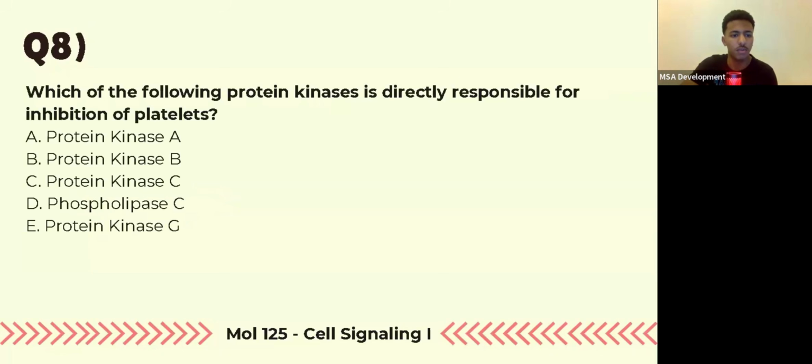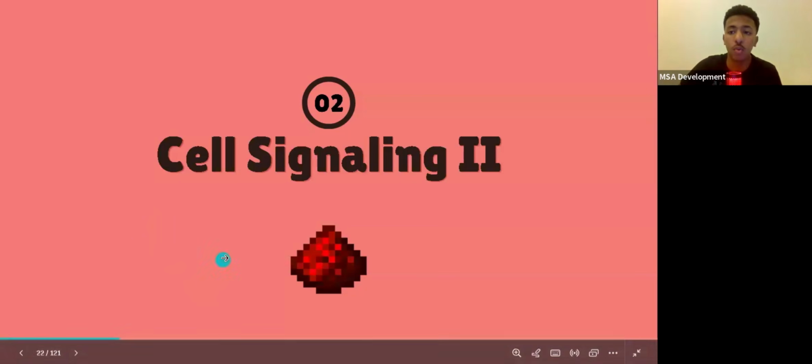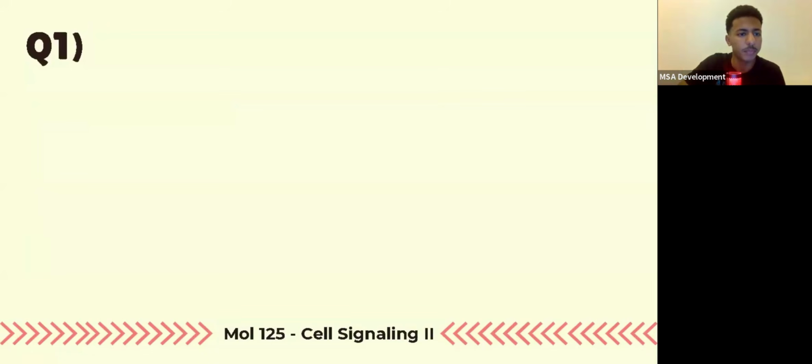Question 8 and the last one for cell signaling 1. Which of the following protein kinases is directly responsible for inhibition of platelets? Okay, 3, 2, 1. The answer is protein kinase G. And this is it for cell signaling 1. We have 4 questions only for cell signaling 2. So let's go through them quickly.